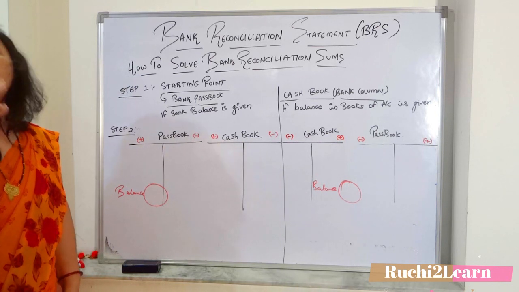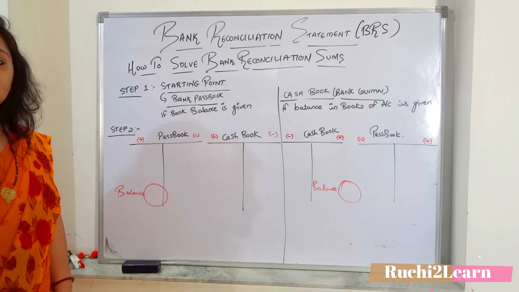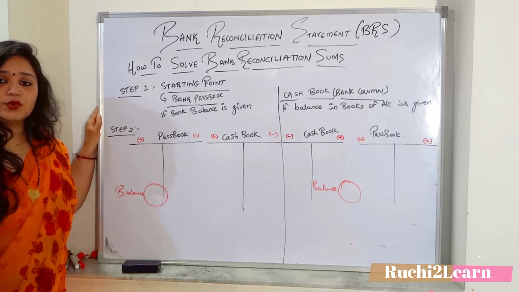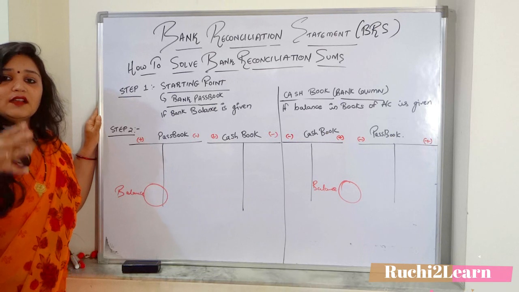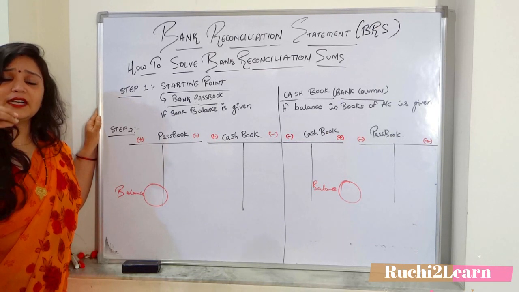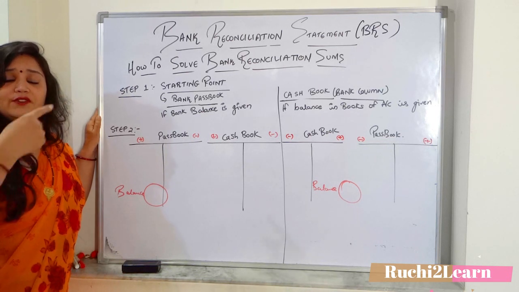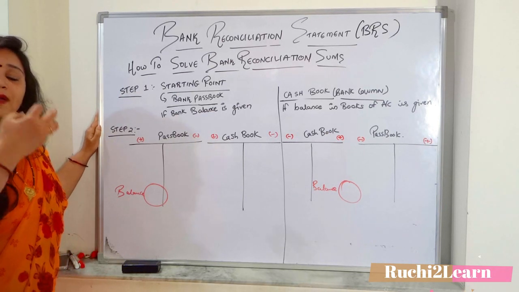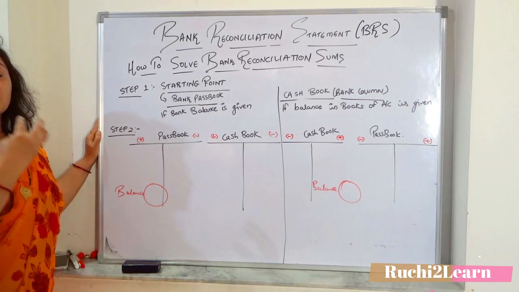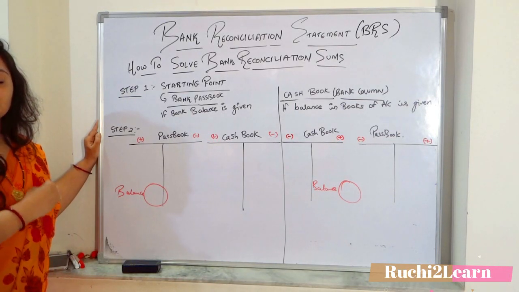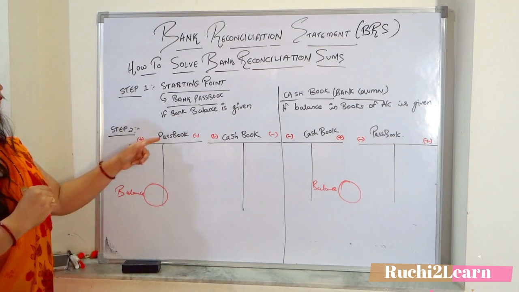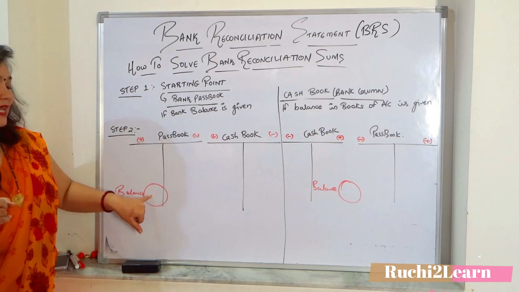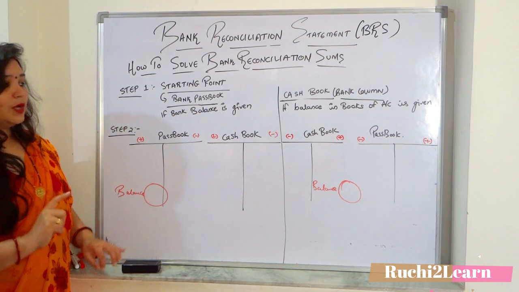Now, the bank passbook is a liability, so its balance will come on this side. You should know this basic: if it is an asset account, the balancing figure will always be on the credit side, and if it is a liability account, the balancing figure will always be on the debit side. So if we start with the passbook, first write the balance as per passbook. Now put the signs.